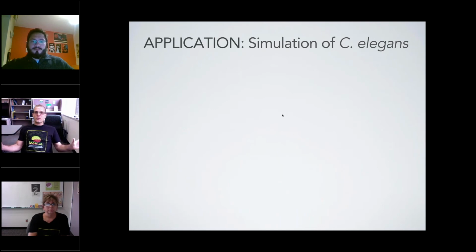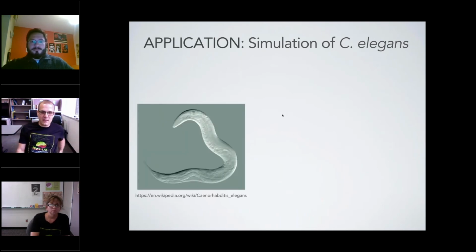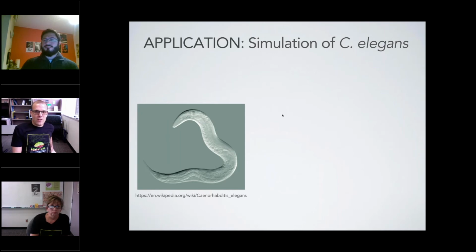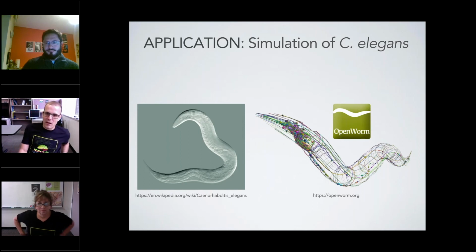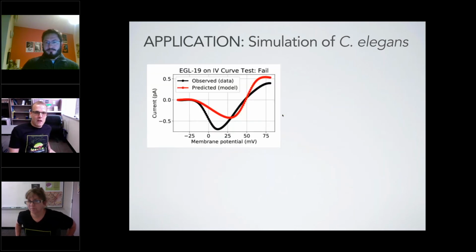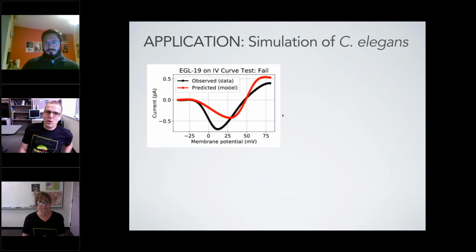So here is a use case of this approach. C. elegans is a very small roundworm that lives in water, and there is a project called the OpenWorm Project, which some of you may know about, and those who don't should go check it out. It's a project to simulate all of C. elegans, the entire organism. So this is, of course, a very multi-scale model. You're going to have ion channels in the model. So here's an example of model validation for an ion channel.